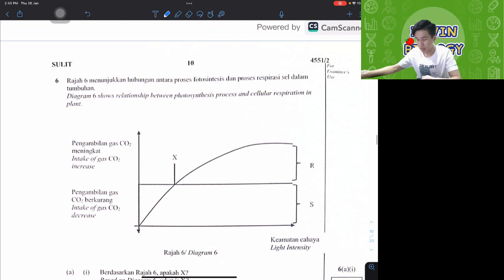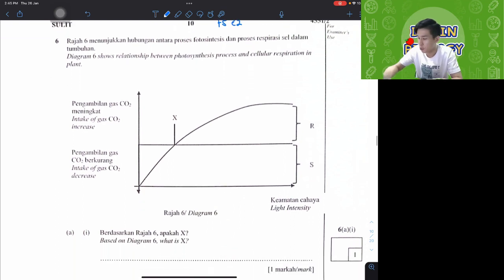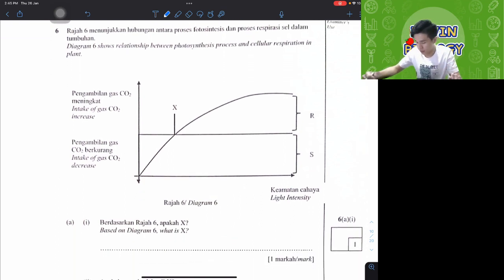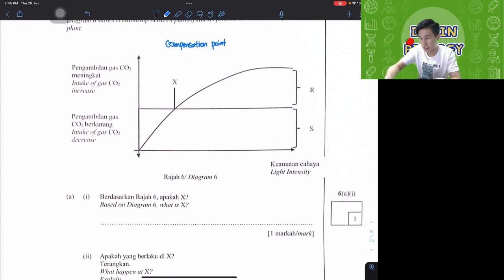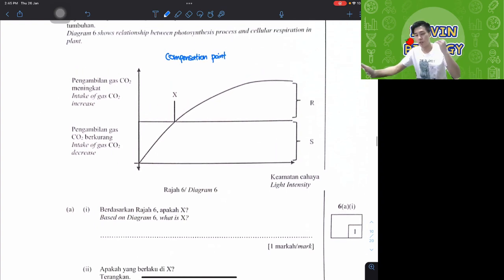Next. Okay, so this is another plant topic. Form 5, chapter 2. Photosynthesis, actually this one. So this graph, by the way, is for the compensation point topic. So if you don't, by now you usually don't know what is this graph right now. This graph actually is showing the relationship between two processes in plant, respiration and photosynthesis.